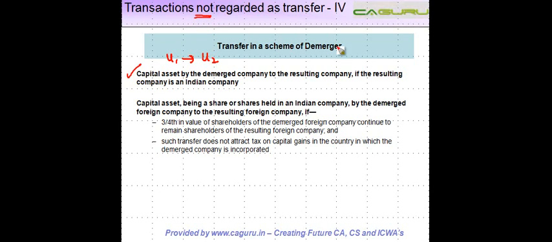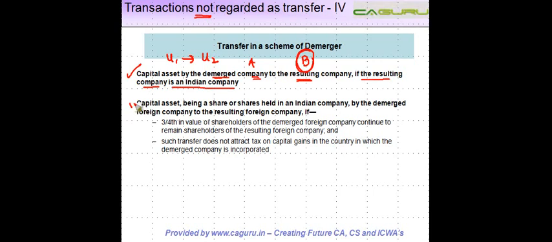Transfer in a scheme of demerger of capital assets by the demerged company, which is the transferor company, in our case it was A, to the resulting company, which is B, if the resulting company is an Indian company. So B has to be an Indian company. It is only then that such a transfer of a capital asset will be exempt from capital gains tax.